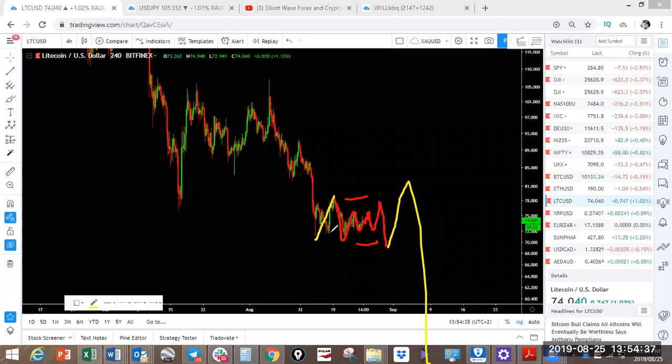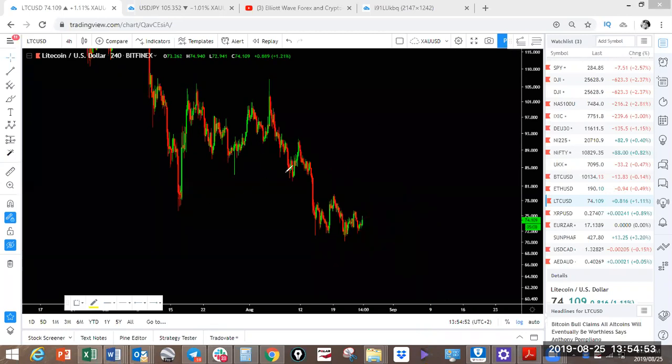So what are you going to be looking at? You're going to be looking for a WXY structure here, and then a drop. It has to complete the cycle. That's what you're going to be looking at on Litecoin: this to correct before dropping. And why are we looking for it to drop? Because on Bitcoin, we're looking for a pullback to the downside. All right, so that is Litecoin.